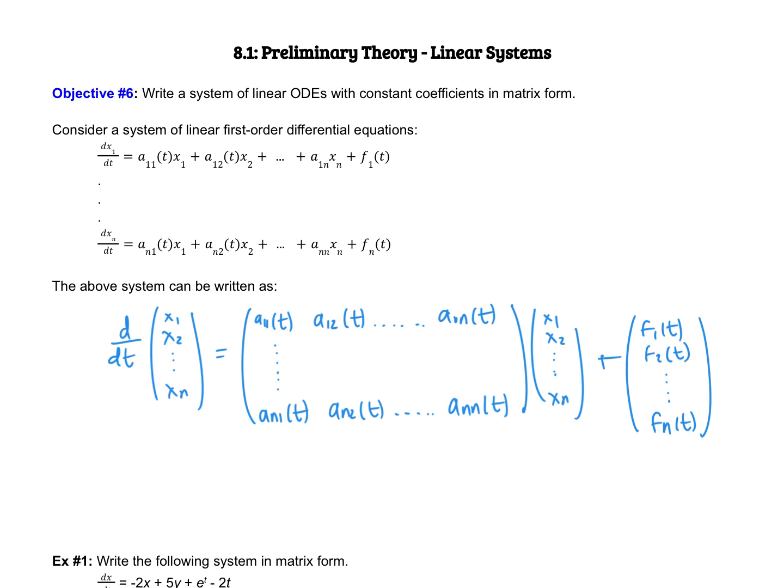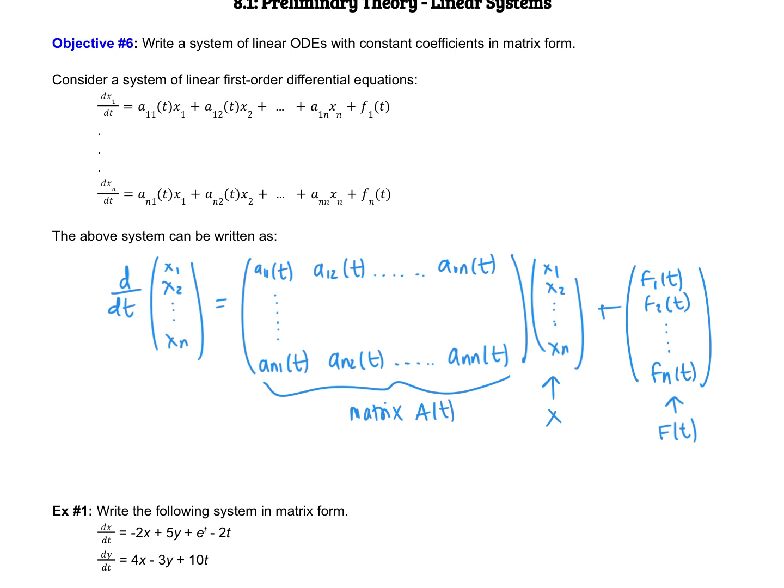Now, writing this a little bit more efficiently, our coefficient matrix we write as A of t. We write this column matrix as X, and we write this column matrix as F of t. So another way to write this is dX/dt is equal to A(t) X plus F(t), or it's sometimes written as X prime is equal to AX plus F. And in this case, you just need to make sure that you recognize that A is a function of t and F is a function of t.